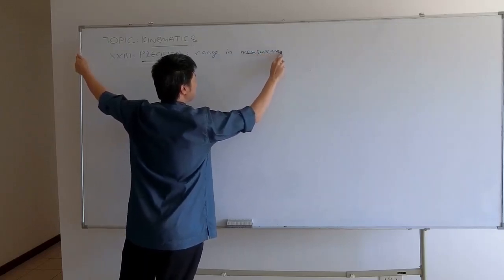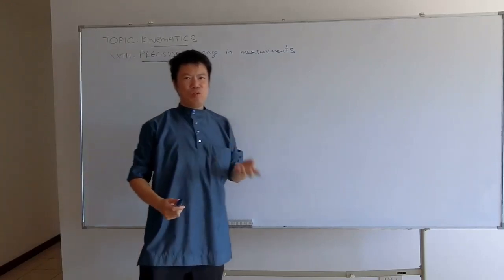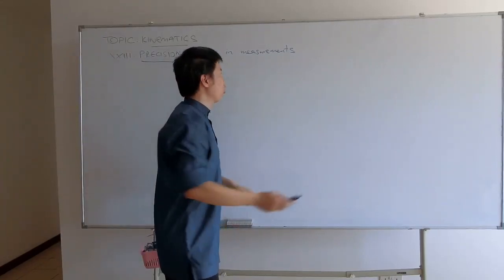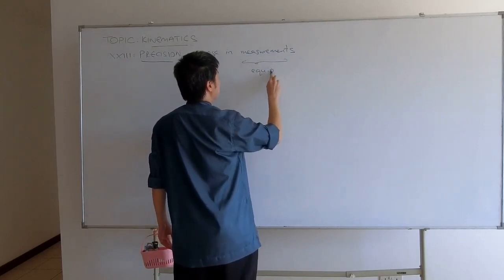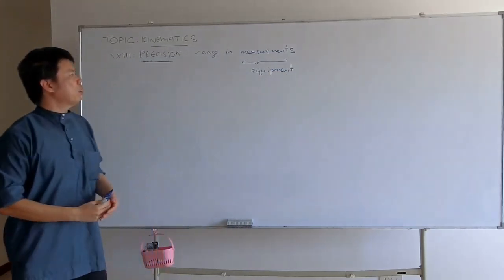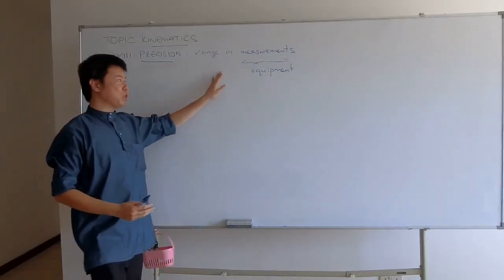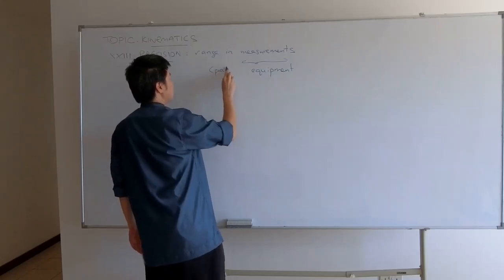So what does this definition actually mean? If you think about it, measurements, what do you use to make measurements? You use equipment. So I can say precision has to do with something that's used with your equipment. You can even say precision is about the precision of your equipment. What does this mean?